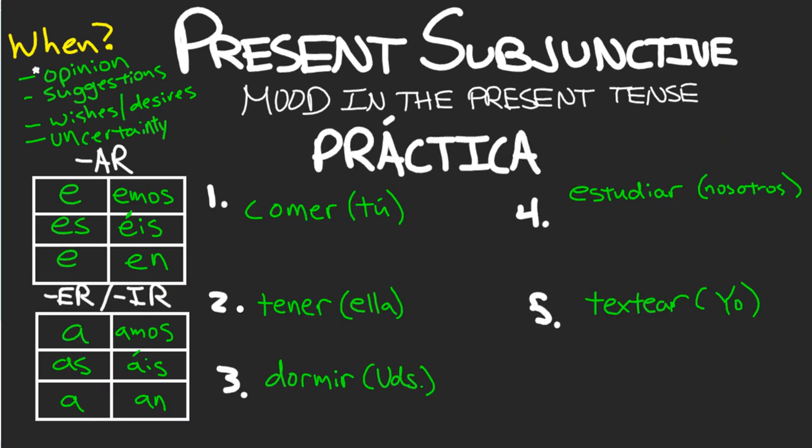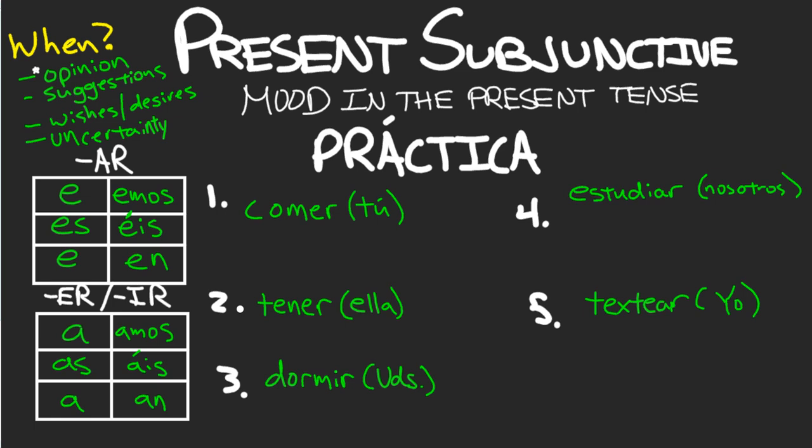All right, so now let's do a little bit of practice. Go ahead and take a moment to conjugate each of the verbs for the given subject. So for number one, conjugate comer for tú. And now go ahead and press pause on the video to give yourself some time to complete these. When we come back, then we'll go over the answers.